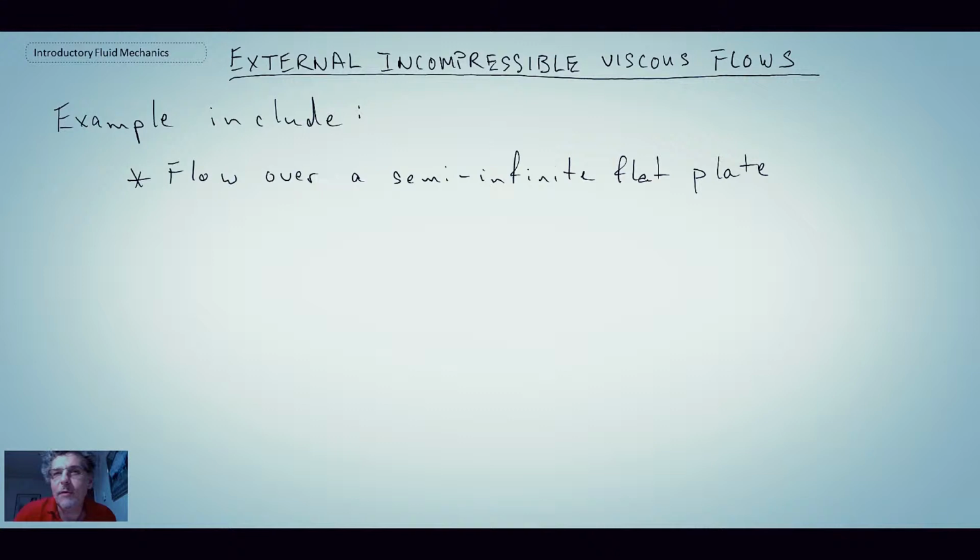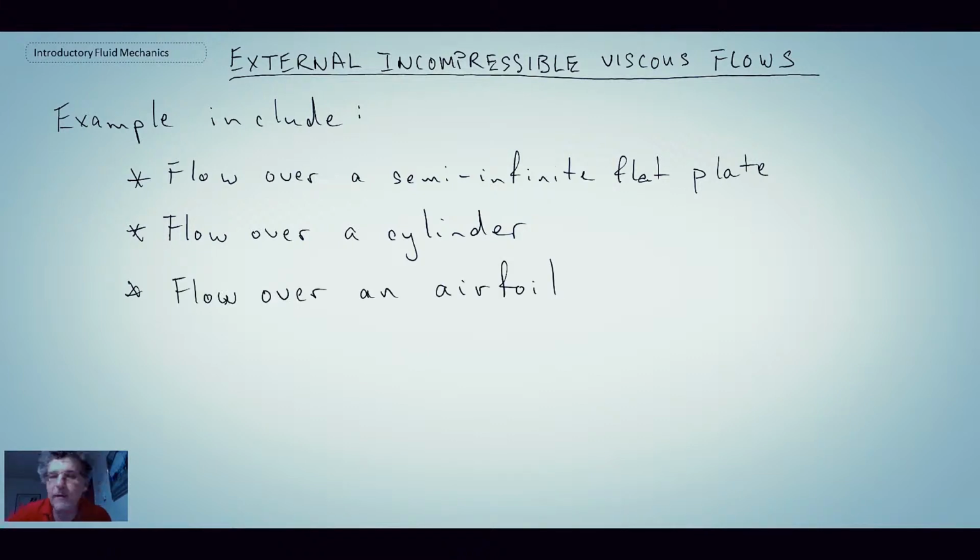So one example could be the flow over a semi-infinite flat plate, and for that we'll be looking at the boundary layer and boundary layer theory. Another example is flow over a cylinder, where you could be looking at the wake behind the cylinder. You could be looking at drag characteristics, bluff body flows, instabilities associated with that as well.